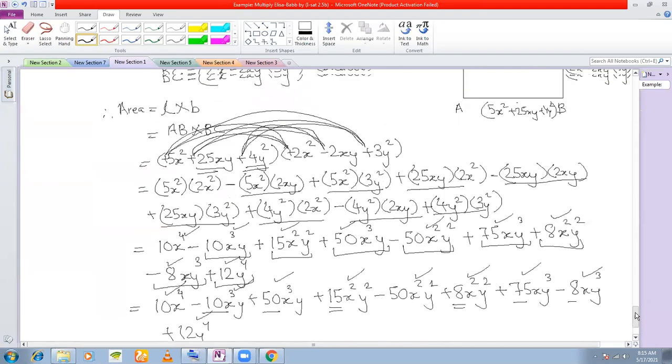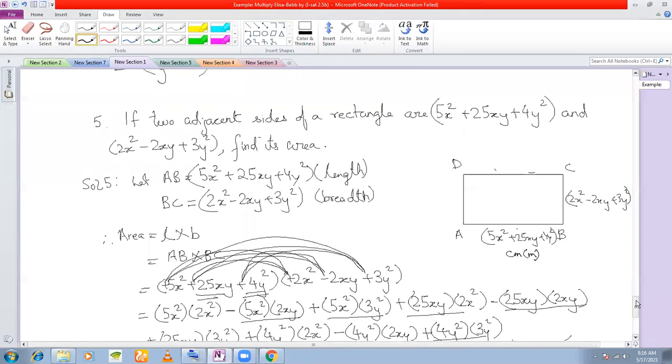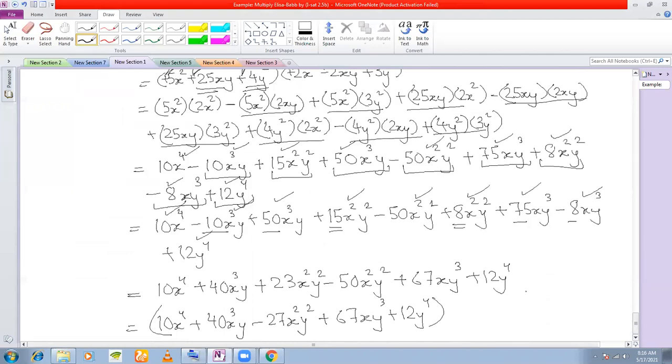Now, since no unit is mentioned here, whether this is in centimeters or meters, nothing is mentioned, so we'll not give our unit in the area also, because nothing is mentioned. At most, what you can do is you can write square units. Otherwise, even if you don't write square units, still fine for this problem.